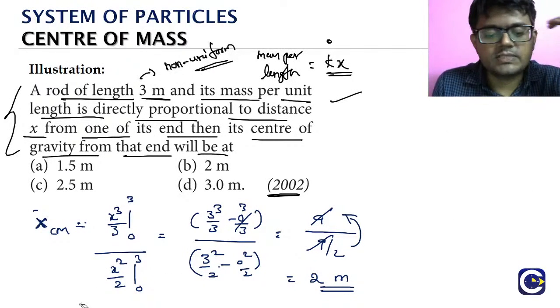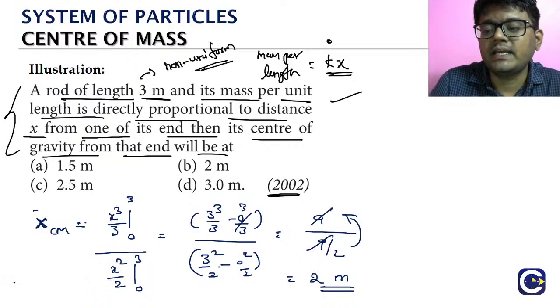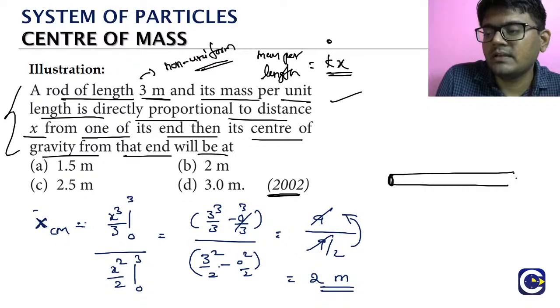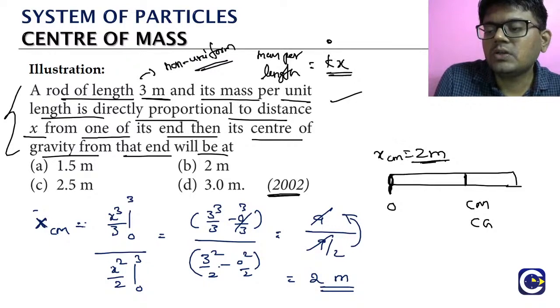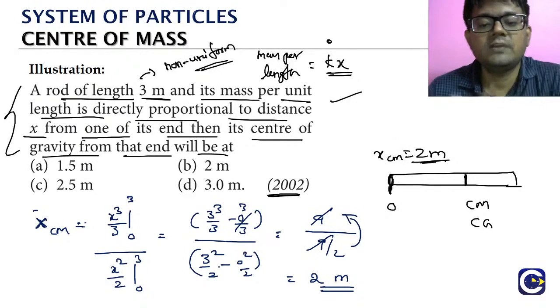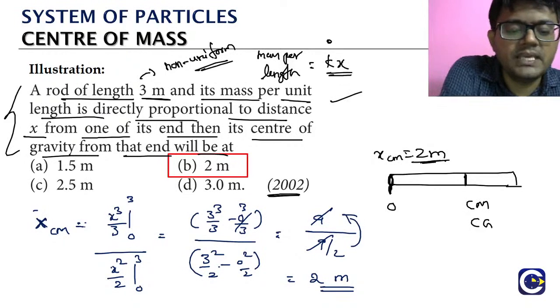So where does the center of mass or center of gravity come? From the fixed end, where we placed the origin, the center of gravity or center of mass is at 2 meters. So I get the distance of the center of gravity from that particular fixed end. What is the answer? Option B is the answer.